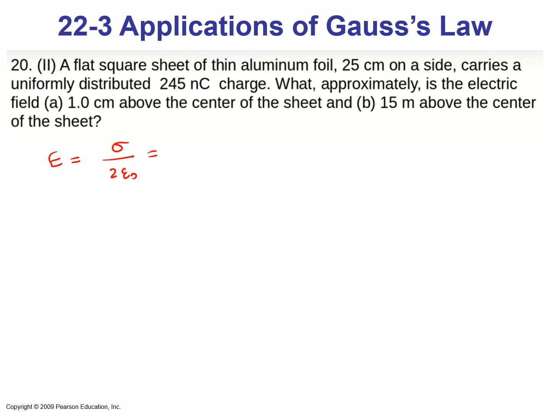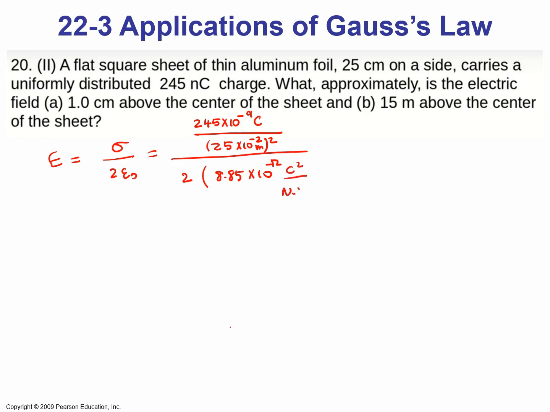The density of the charges as 245 times 10 to the minus 9 coulomb divided by the area of the aluminum foil, which is 25 times 10 to the minus 2 meter squared, divided by 2 times 8.85 times 10 to the minus 12 Coulomb squared divided by Newton meter squared, and that gives us 2.2 times 10 to the power 5 Newton per Coulomb away from the sheet.